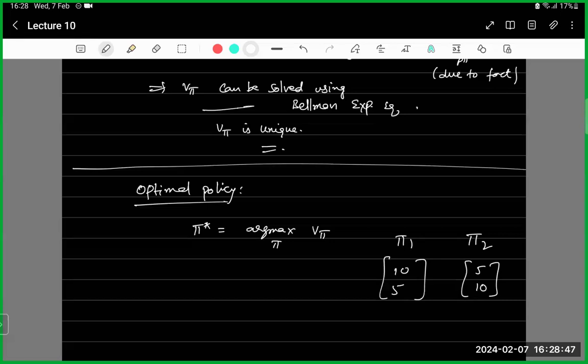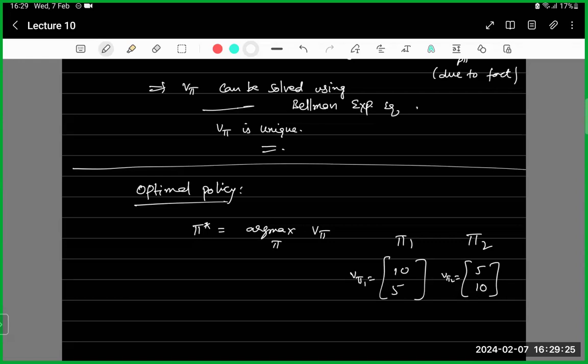Which policy is good? This is V pi 1, this is V pi 2. So pi 1 is a policy, pi 2 is another policy, and there are two states. The first one is the performance of policy 1, the second one is the performance of policy 2. Now, if I ask which policy is good, what will you say? So there is no policy which is the best in every state, right? In state 1, the policy 1 looks good. In state 2, the policy 2 looks good.